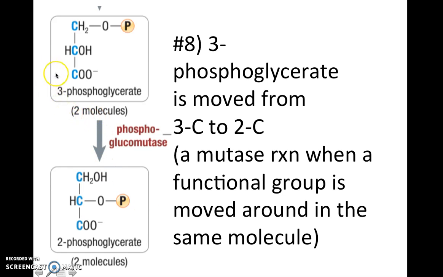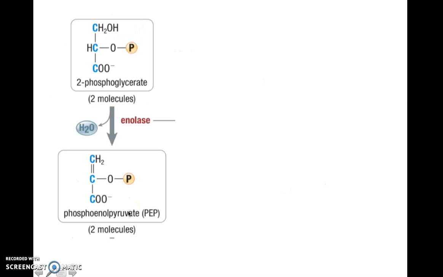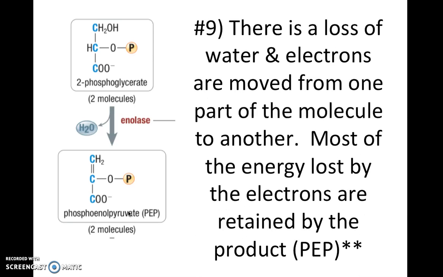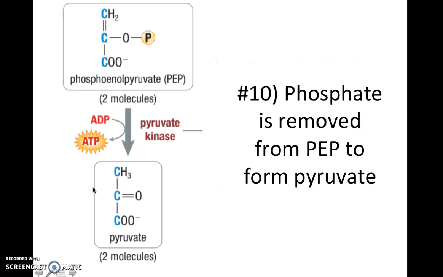Over here we have a simple rearrangement. So this phosphate on number 3 has now been moved to number 2. Over here, there's a loss of water. So we can see that OH and H has been removed from this molecule. Now we're at something called PEP. In this last picture, we have PEP and ADP is picking up one of the phosphates, and now it's not in the final product, which is pyruvate.